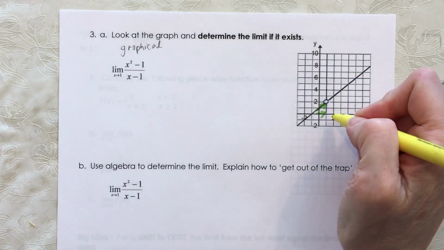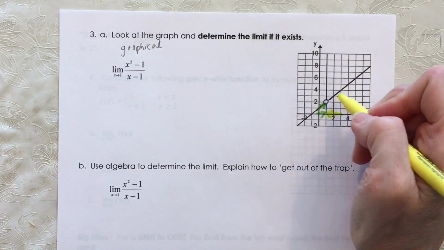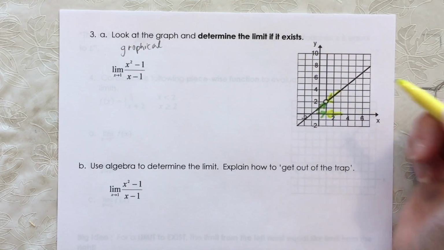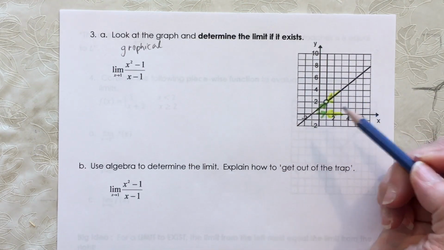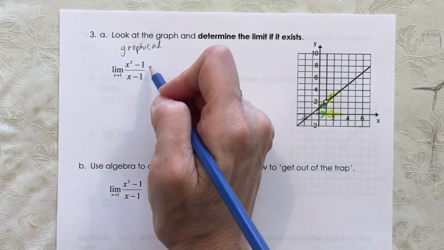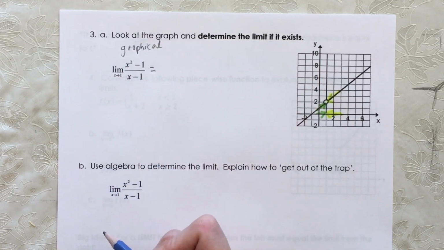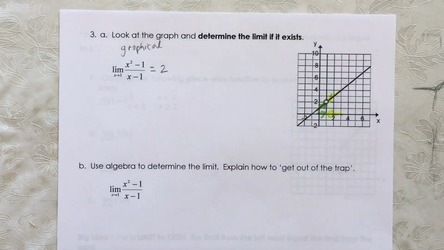And as x approaches 1 from the right, again, what's our curve doing? Also approaching 2. So even though there's a hole there, as x approaches 1, x squared minus 1 over x minus 1 is approaching 2. Approaching. Important word there. So it looks like our limit is 2. So there's our graphical sense.